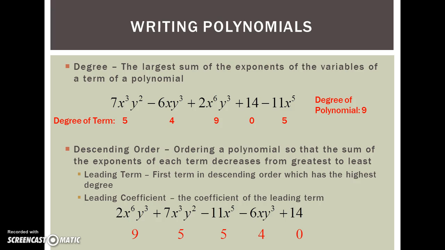Then we write the degree of 4, negative 6x, y to the 3rd, and then something to the degree of 0. So we want to write things in descending order from the biggest to the smallest. Our leading term, then, is the first one, the one to the 9th degree, the one that gives our polynomial its degree, 2x to the 6th, y to the 3rd. The leading coefficient is 2, the number in front of the variables.